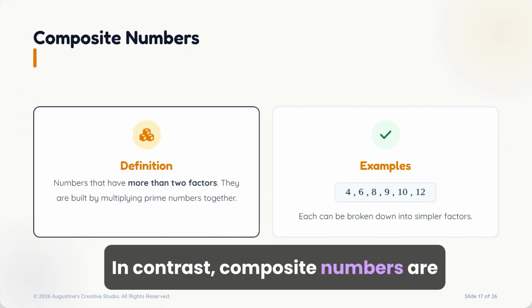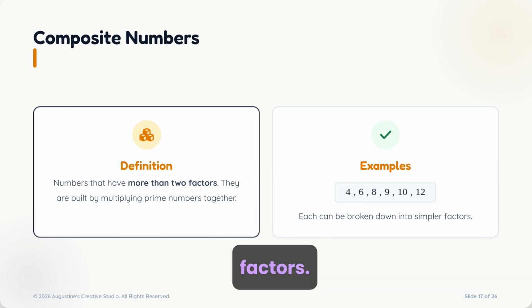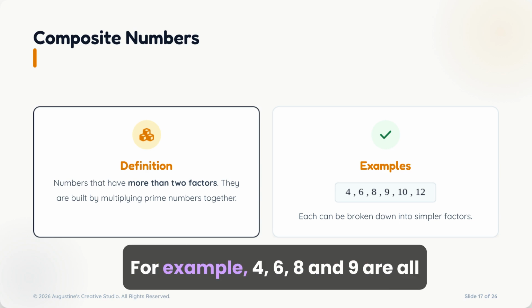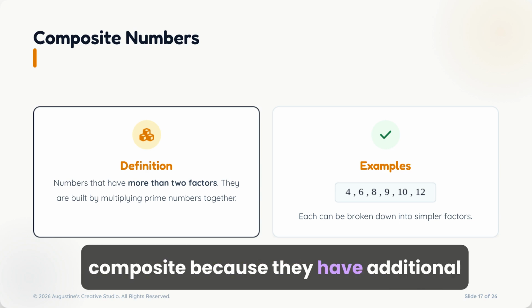In contrast, composite numbers are numbers that have more than 2 factors. They can be built by multiplying prime numbers together. For example, 4, 6, 8, and 9 are all composite because they have additional factors.